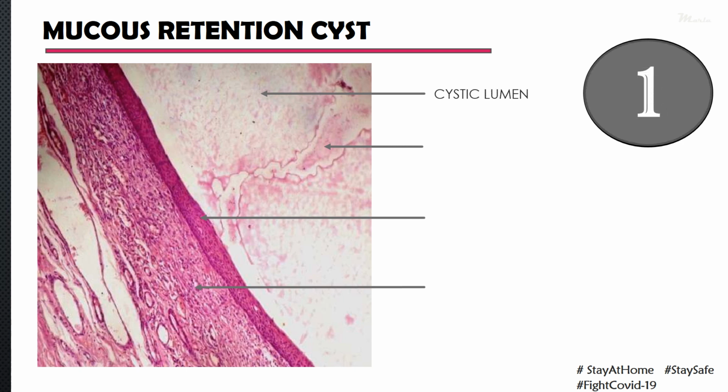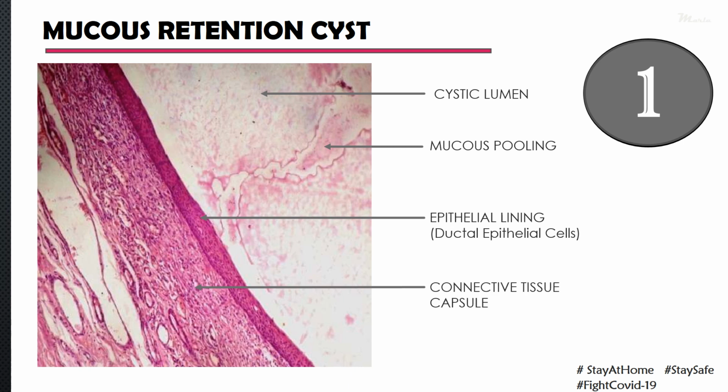Okay, so the first structure labeled here is the cystic lumen. The cystic lumen shows the mucus pooling. The lumen is surrounded by a lining epithelium. The lining epithelium in this case is composed of ductal epithelial cells. This is further surrounded by the connective tissue capsule. I hope you got the answers correct.